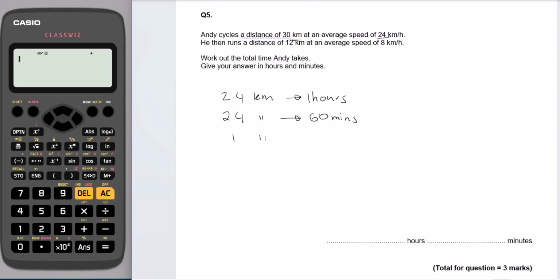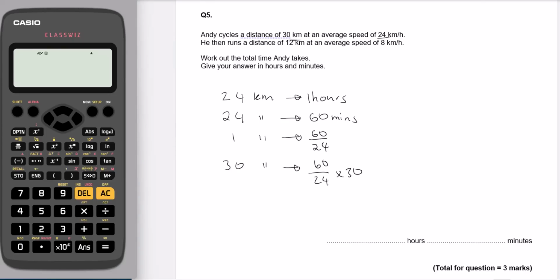So 1 kilometer will take 60 divided by 24. So therefore 30 kilometers will take 60 divided by 24 times 30. So let's go ahead and find the answer to that. We're going to enter this calculation in our calculator. You can use the fraction option. So 60 divided by 24, the right arrow, times 30, and that gives an answer of 75. So 75 minutes, that is our time.